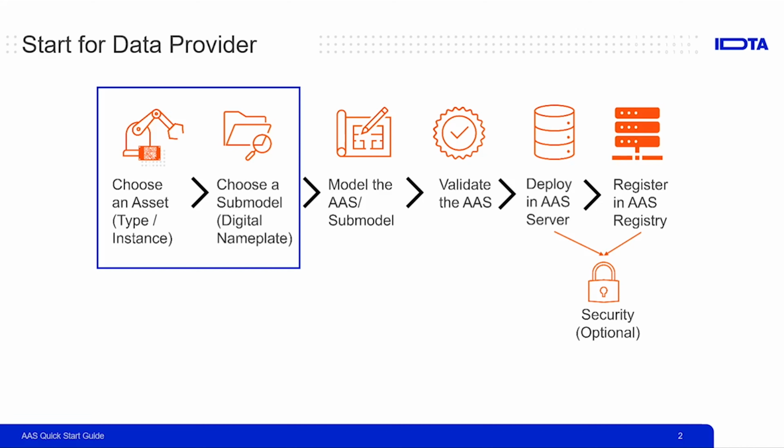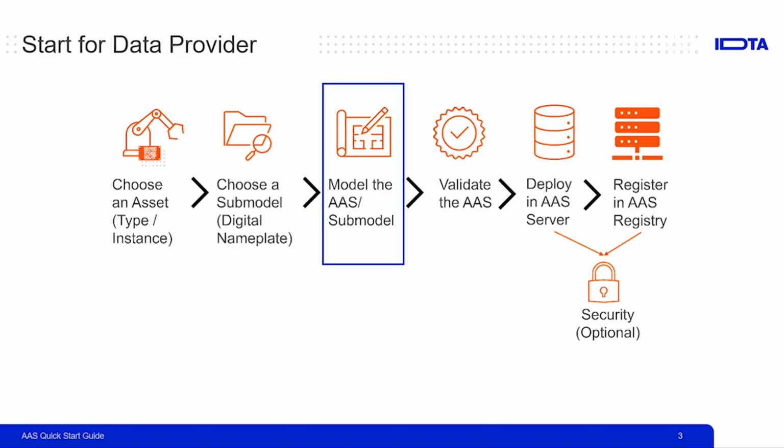In the last video, we focused on the first two steps, that is to choose an asset and second to choose a use case. For the screencast series, we have taken the example of a car as an asset and digital nameplate as use case. In the last video, we also started with the tool called AASX Package Explorer. And in this video, we are going to focus on how to model a shell for the car and a digital nameplate with the help of this tool called Package Explorer.